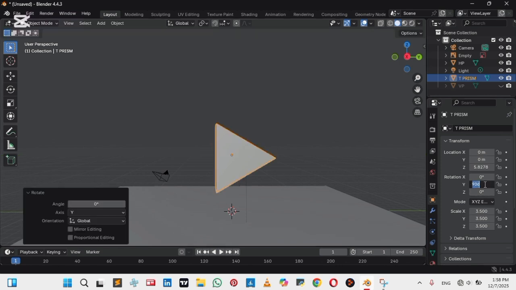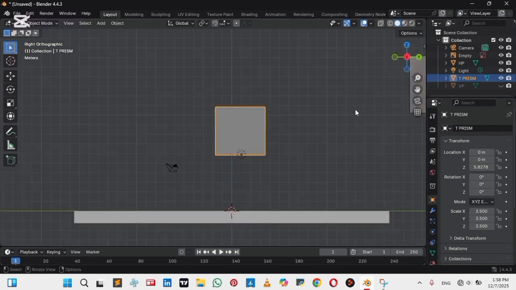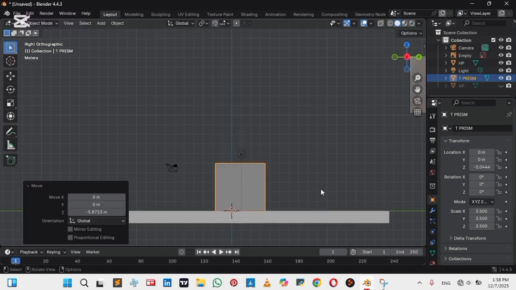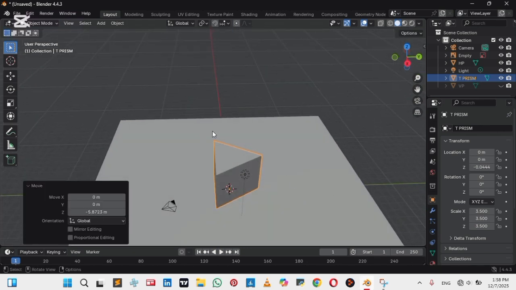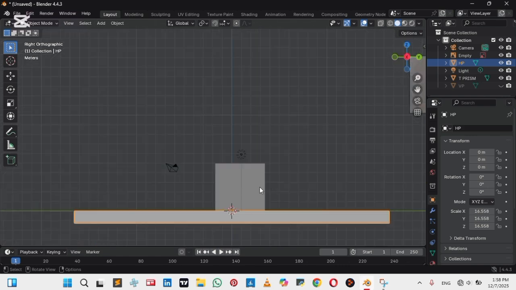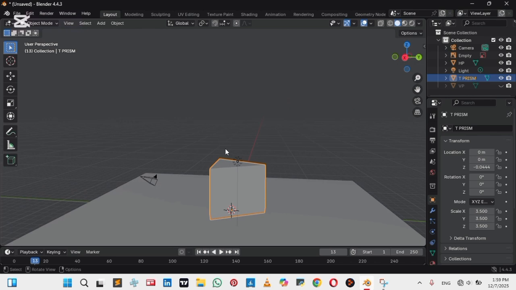You have to make it rest on the horizontal plane. So we grab this and make it rest on the horizontal plane. So our prism is resting on the horizontal plane with its base, the triangle shape. Remember I told you the triangle shape. So now we have our triangle prism resting on the horizontal plane.